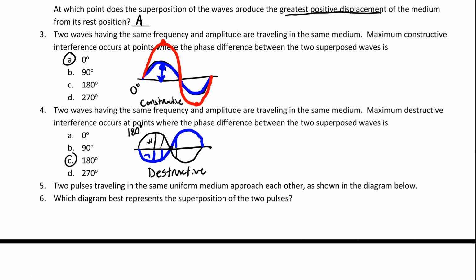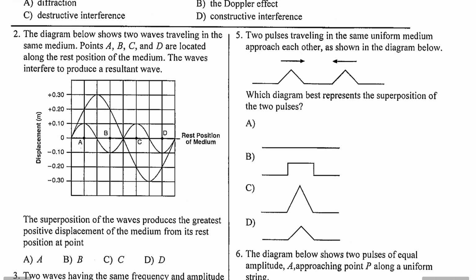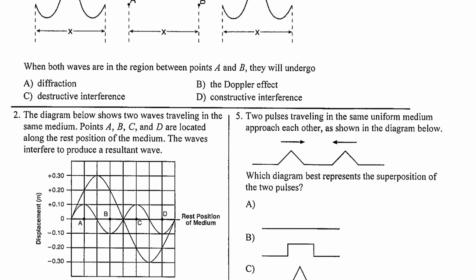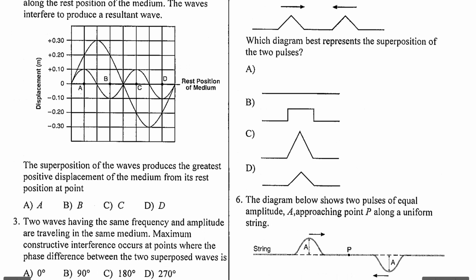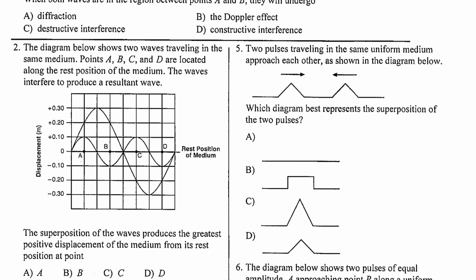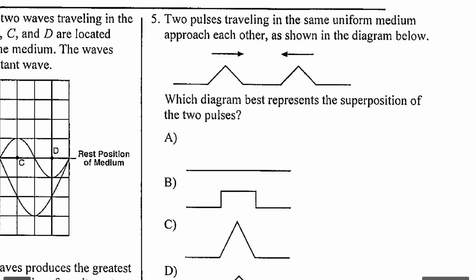So number 5 says two pulses traveling in the same uniform medium approach each other as shown in the diagram below. I think I need to, hold on a second. This is an old version. Okay, sorry about that. I think I was in the middle of revamping this old PDF last year, and I'll finish it up. Yours is probably going to look different from this, or different from what the rest of this video has been, but the questions are in the same order. So let's continue with number 5.